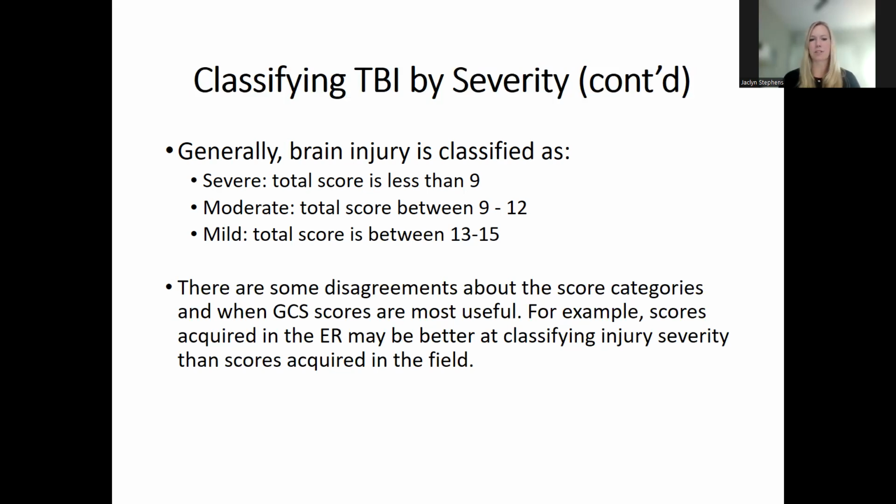For example, if someone has a car accident and they're unconscious after their car accident, they might get a really low score, but then they regain consciousness relatively quickly. And by the time they've reached the emergency department, their scores are much higher. So that might be a better indicator of what their long-term severity is going to look like. And that's a really helpful categorization that we use for helping to understand how quickly people are going to respond to therapy and what their outcomes might end up being.